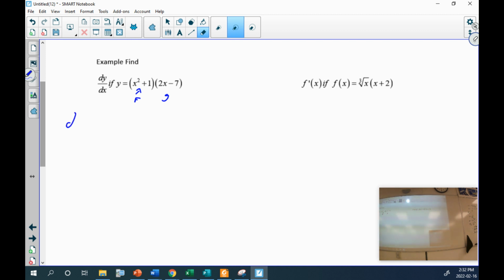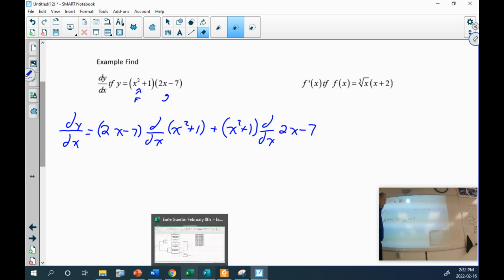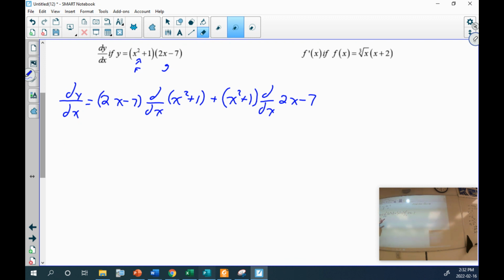So my derivative, dy over dx, is equal to 2x minus 7 times the derivative of x squared plus 1, plus x squared plus 1 times the derivative of 2x minus 7. Okay, so that's my product rule using my Leibniz notation. This is telling me I have to take the derivative of that. That's why the d over dx of that.